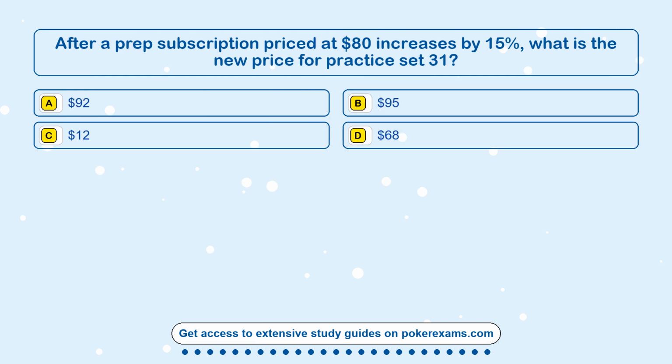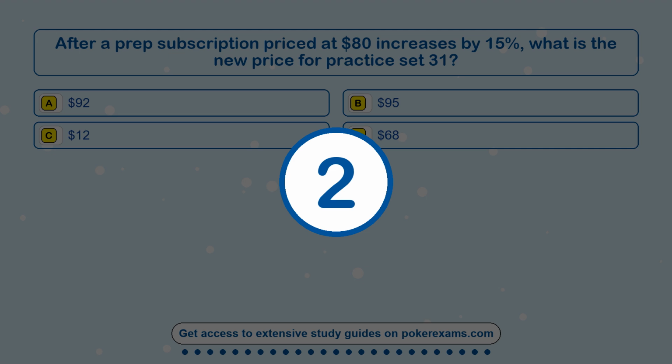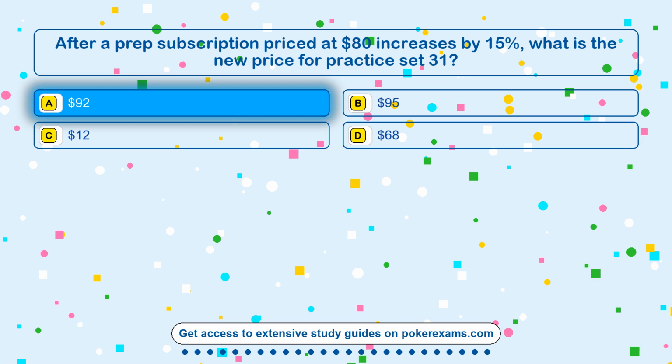Question 3. After a prep subscription priced at $80 increases by 15%, what is the new price for practice set 31? Option A, $92. Option B, $95. Option C, $12. Option D, $68. The correct answer is option A, $92.